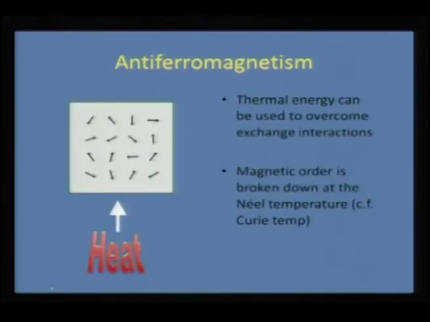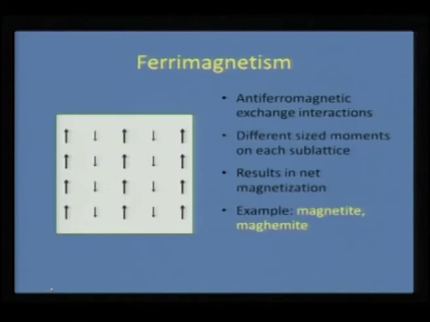Now, we can try to overcome this picture of antiferromagnetism by using thermal energy to overcome this exchange interaction. What you try to do, as you did in the case of ferromagnetism, is decouple this exchange interaction using heat, and therefore you can break down this magnetic order at the Néel temperature, and this Néel temperature is just complementary to the Curie temperature. So, in both cases thermal effects can actually defreeze such exchange correlations.